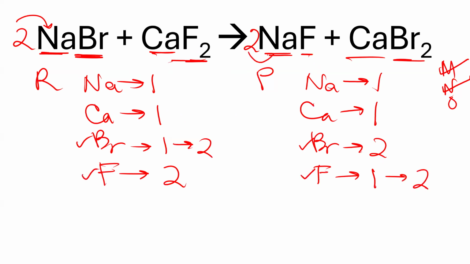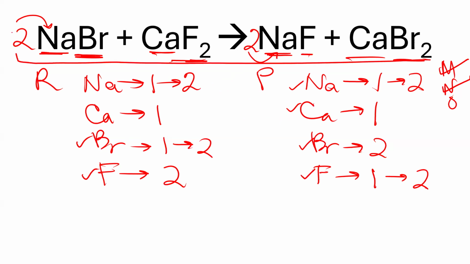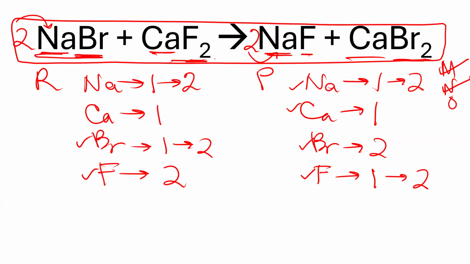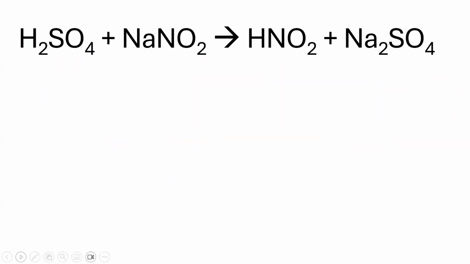But because you multiply 2 here, our sodium on the product side is also 2. You multiplied 2 a while ago for sodium. That makes it 2. So everything is pretty much balanced. So this is now our balanced chemical equation. We have 2 sodium bromide, 1 calcium fluoride, 2 sodium fluoride, and 1 calcium bromide. So I hope you got it. And that's how easy balancing chemical equation is.